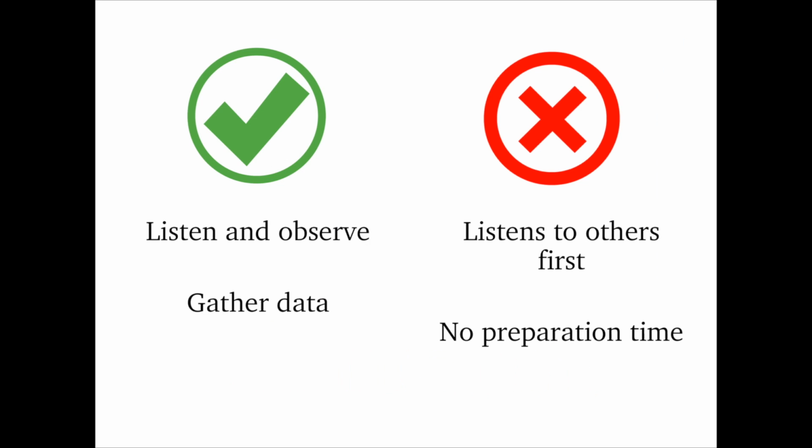Second is the reflector. These people learn through listening and observing. They prefer to research and collect data before coming to a final decision on things. However, they usually listen to other people's opinions first before making their own, and get uneasy when they don't have preparation time before an activity.